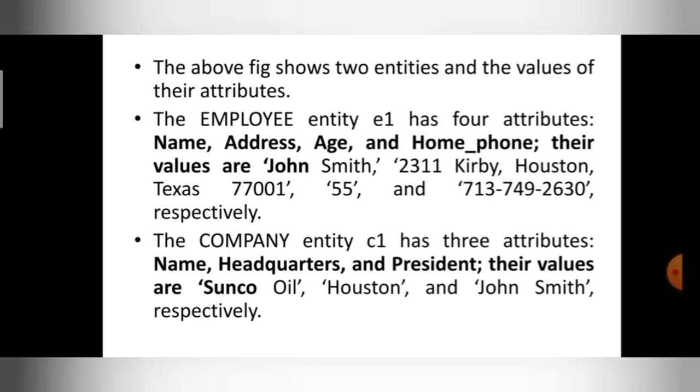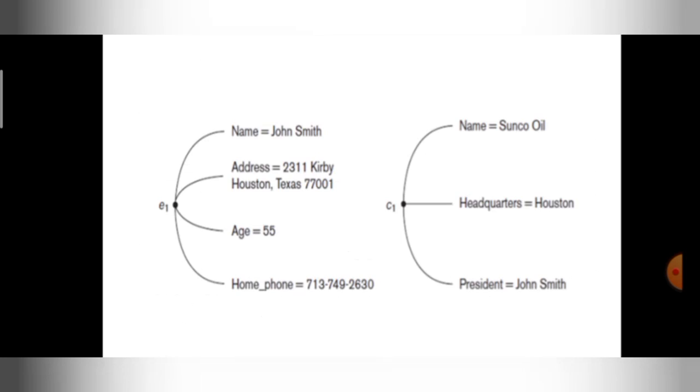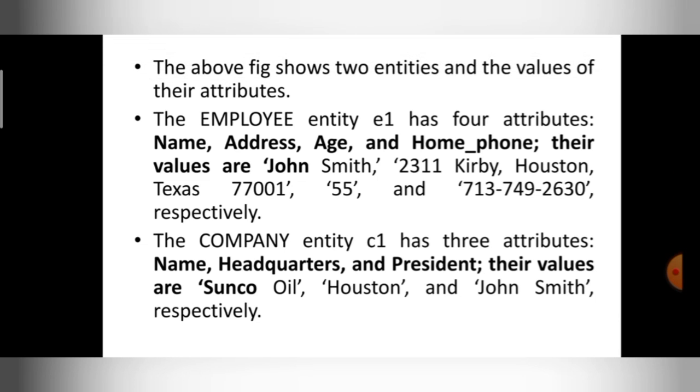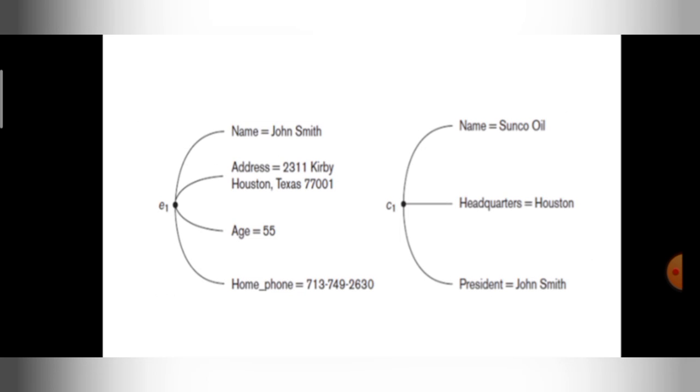Hope you are understanding. See, the above figure shows two entities. What are those two entities? The employee entity and the company entity. The employee entity has four attributes: name, address, age, and home phone. And their values I already told you. In the same way, the company entity has three attributes, and all these attributes have some values. Right, guys? Hope you understood.